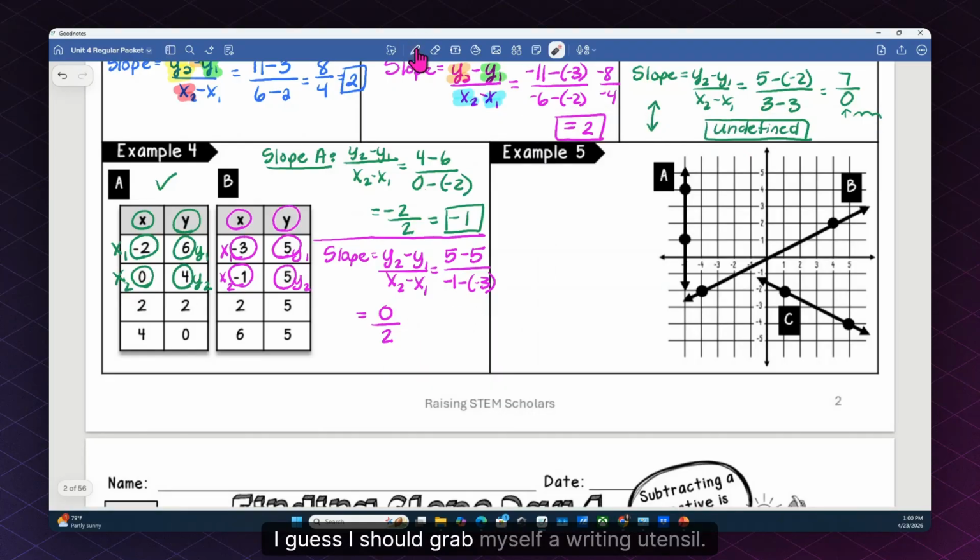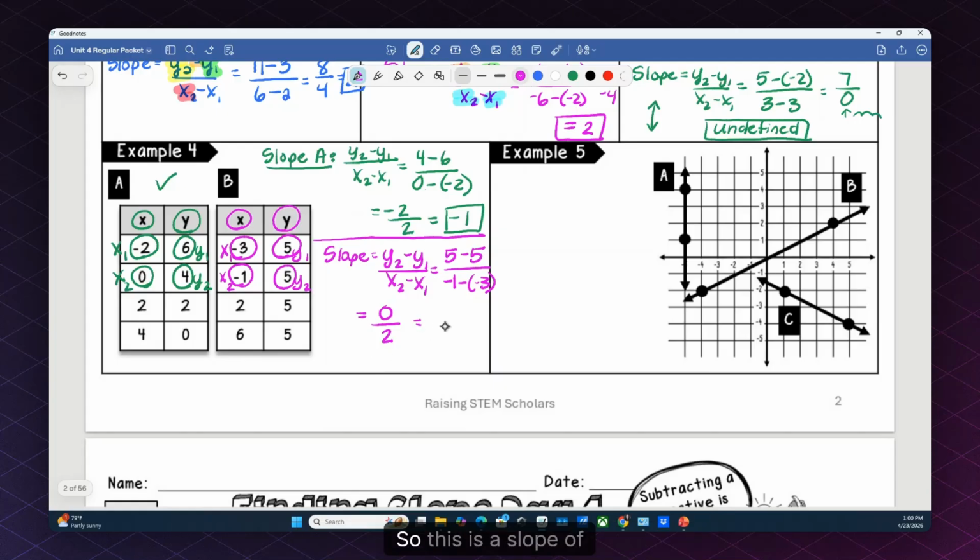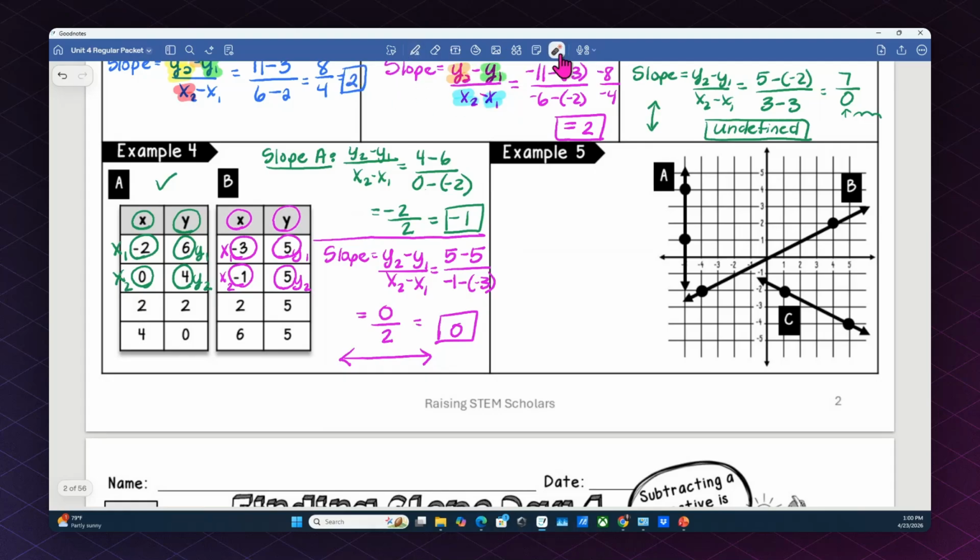Whoops, I guess I should grab myself a writing utensil. So this is a slope of 0. Okay, this line is going to look like this. It's going to be a flat pancake line. Okay, completely different than this guy.